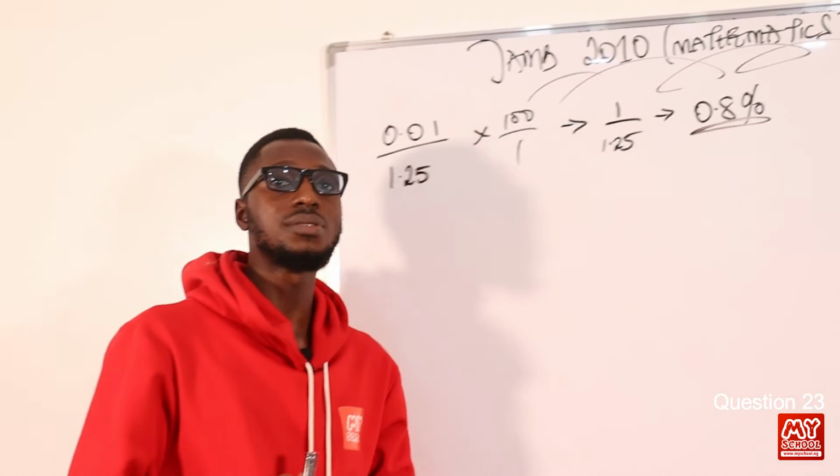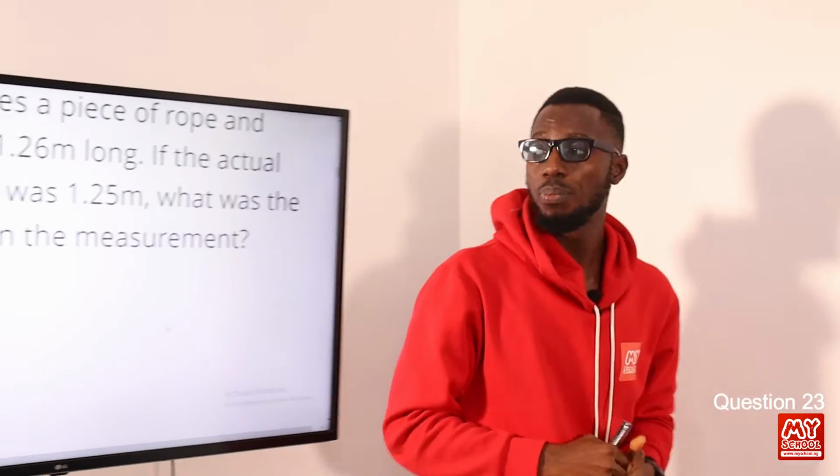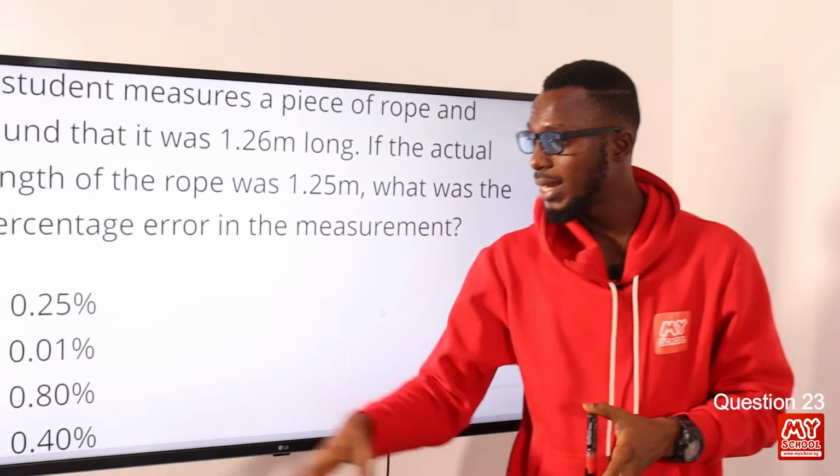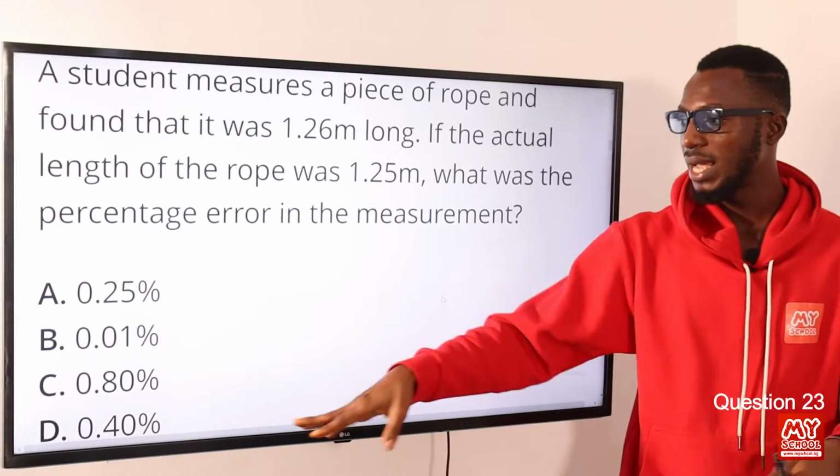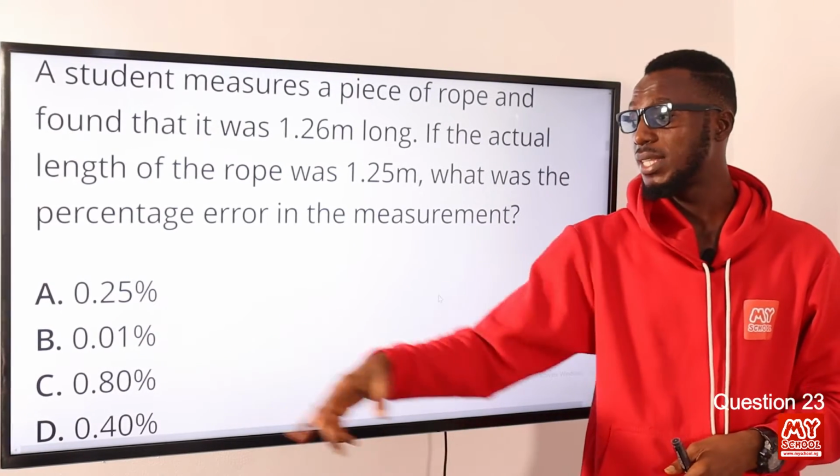So let's move back to the screen to see if we can find 0.8 in the options provided. And that is it. We have the 0.80. Pardon my oversight there. So we have option C at 0.80%.